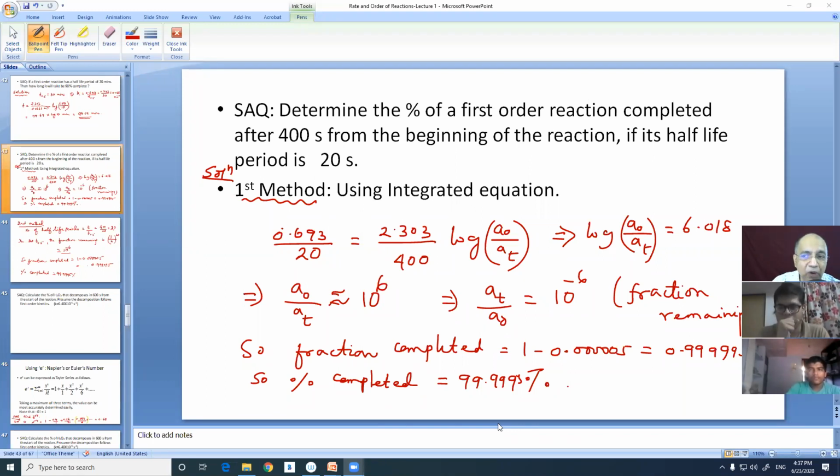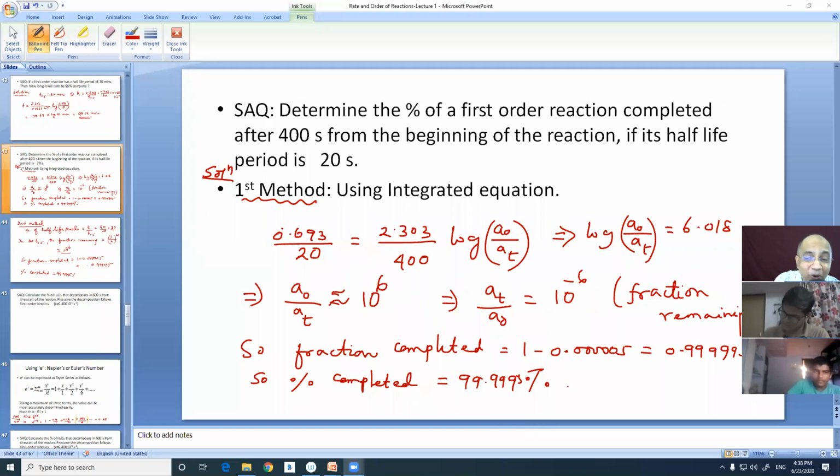You understood? So one way of answering this question, you can write down, I give you some time to write. Supposing the question had asked what fraction has been left out, remaining, then it is simply AT by A0 into 100. So that means it is 0.0005%, a negligible quantity of reactant remaining, in percentage, if it is fraction.